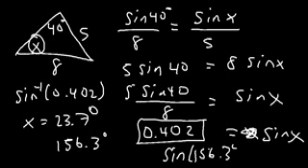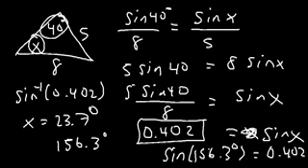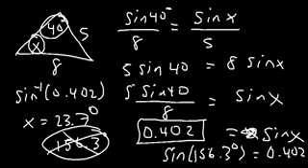So sometimes you can get two possible answers. But you've got to check it. Here we have 40. 40 plus 156 is greater than 180, so this can't work. So we've got to eliminate it. If it was less than 180, it could be a possible answer. So we'll keep this one, 23.7. And then we could solve the rest of the triangle with the law of sines.